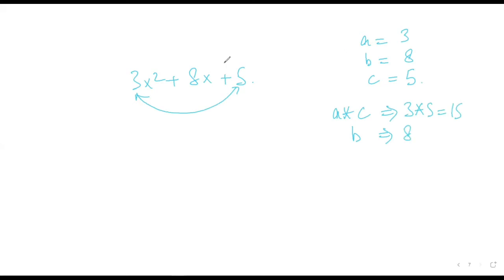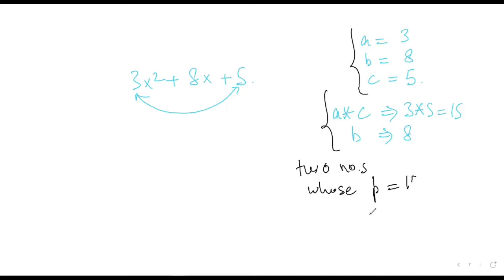Mr. Sarthak, are we clear till here? Yeah. Okay. Now I need two numbers whose product is 15 and whose sum is 8. Can you advise what will be the two numbers? Mr. Sarthak? 3 and 5. 3 and 5. Shabash.